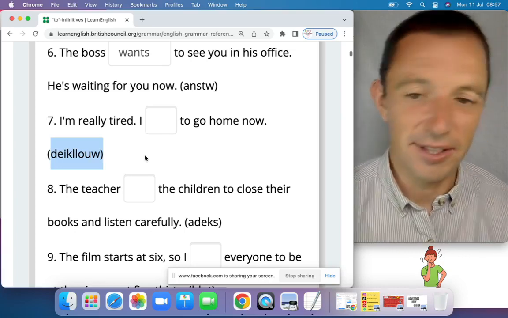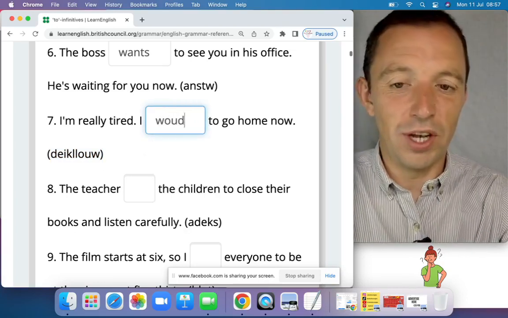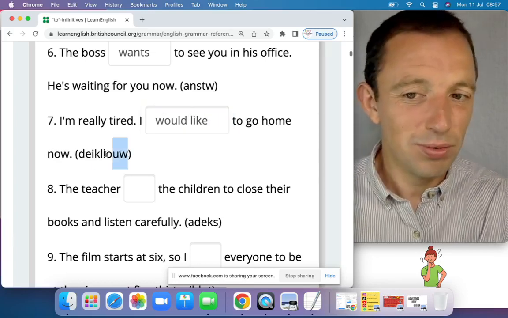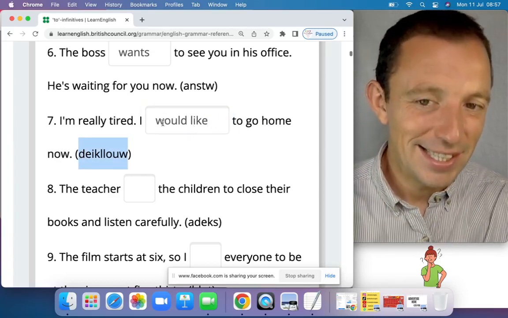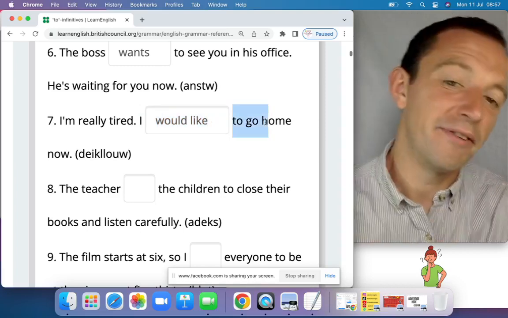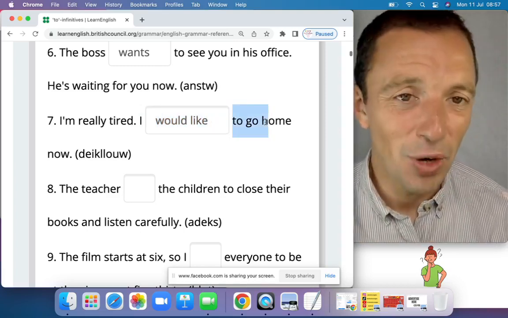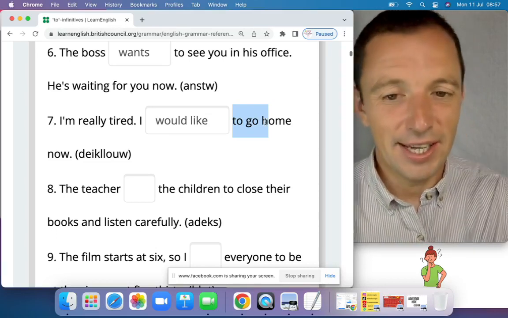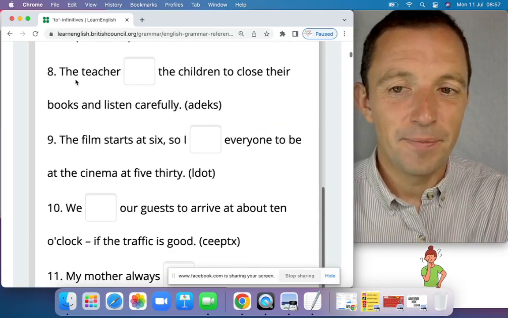Okay, this is very difficult. I think the only answer is I would like to go home now, I think. And that's typical, another structure with the infinitive after. I would like to go, I would like to watch, I would like to speak, I would like to travel, etc.